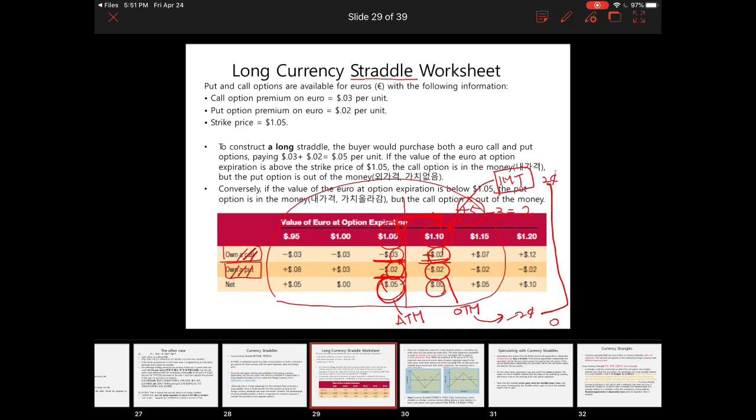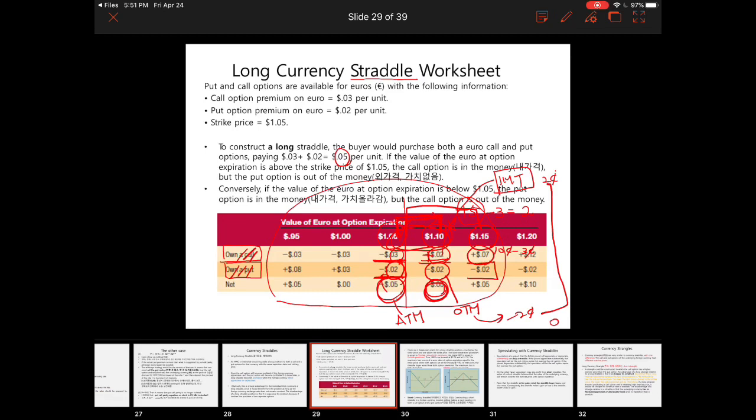You paid the total 5 cents. And the difference between spot and exercise price becomes exactly 5 cents. That's why you end up with zero payoff. Then what about $1.15? At $1.15, the gap between exercise price and $1.15 will be 10 cents. Minusing 3 cents for call premium, you will earn 7 cents.